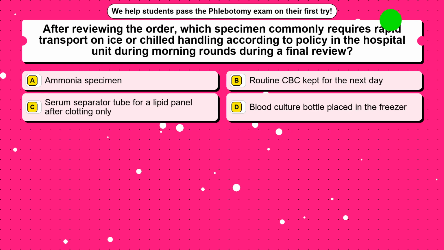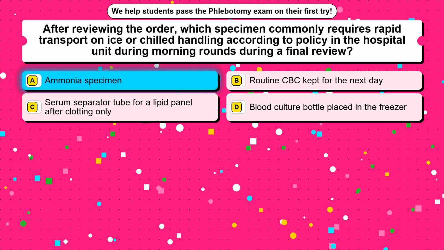Question 32. After reviewing the order, which specimen commonly requires rapid transport on ice or chilled handling according to policy in the hospital unit during morning rounds during a final review? Option A. Ammonia specimen. Option B. Routine CBC kept for the next day. Option C. Serum separator tube for a lipid panel after clotting only. Option D. Blood culture bottle placed in the freezer. The correct answer is option A.